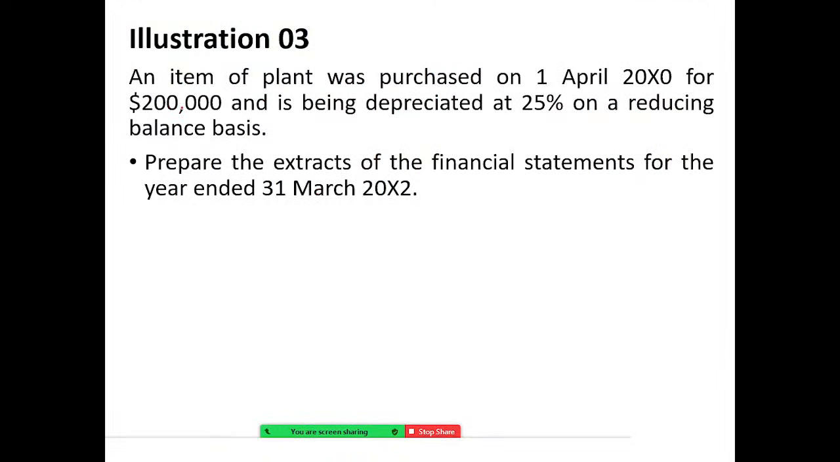Illustration 3. An item of plant was purchased on 1st of April 2010 for 200,000 and is being depreciated at 25% on reducing balance basis. Prepare the extract of the financial statement for the year ended 31st March 2002. It's very easy because it does not have any residual value, so you can do it by yourself.